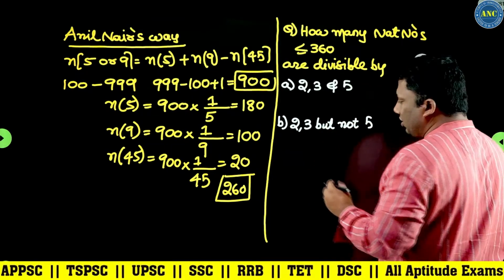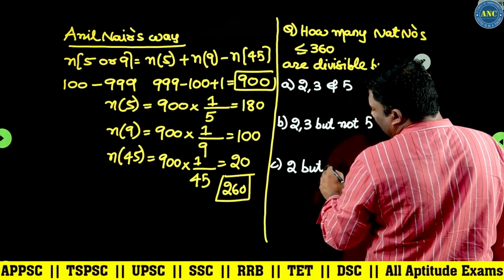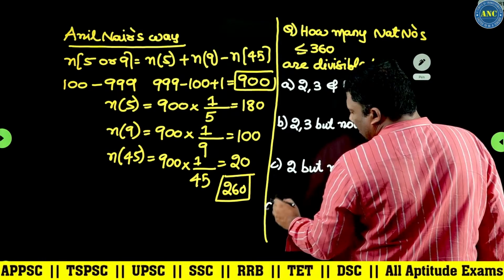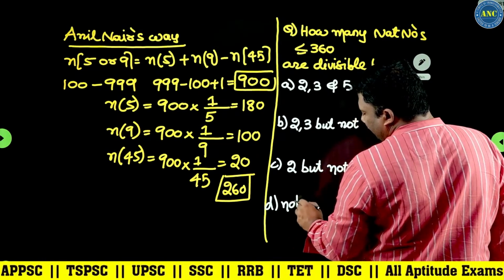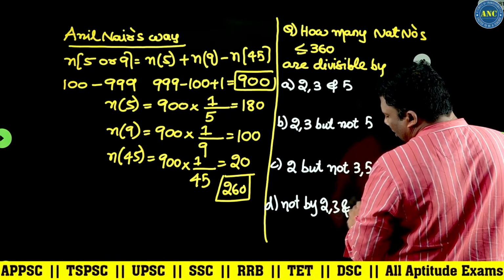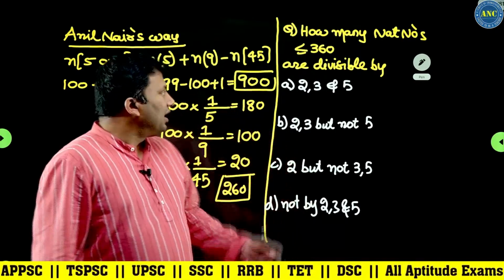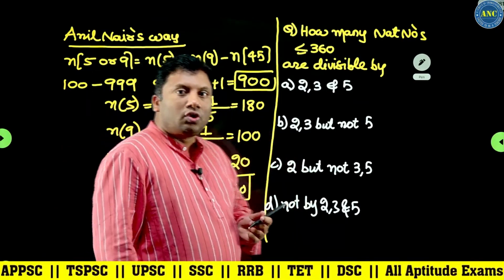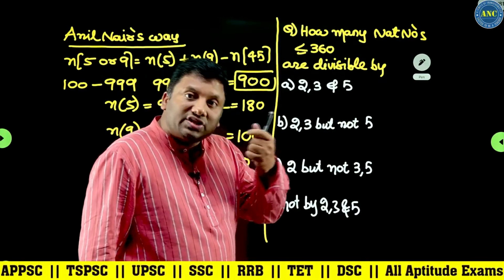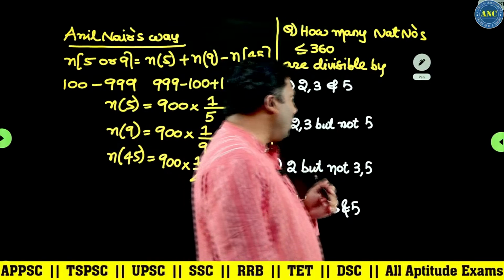Four questions we will solve. Next one, 2 but not 3 and 5. Then, not divisible by 2, 3 and 5. No need of Venn diagram. With 2 numbers, a 2-set Venn diagram we did. Here 3 numbers are there, so a 3-set Venn diagram would be required, which is a very complicated process. Now how to eliminate it?